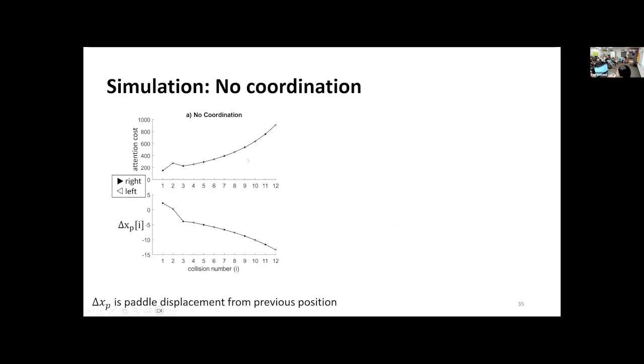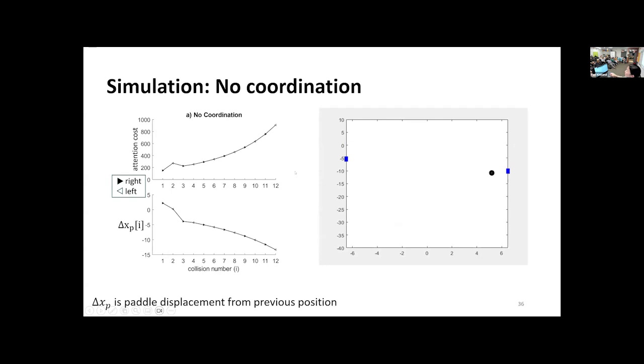Simulations. This is the case with no coordination. Remember I talked about coordination, attention, and effort. This one has no coordination, so I hit the ball and then move on with my life. As you might imagine, you keep hitting the ball, but because you're not considering the other paddle's trajectory, you just keep moving. This one is attention cost. Attention cost is going up because the ball keeps getting hit to something very far away from you, so you have to really track it to get there.